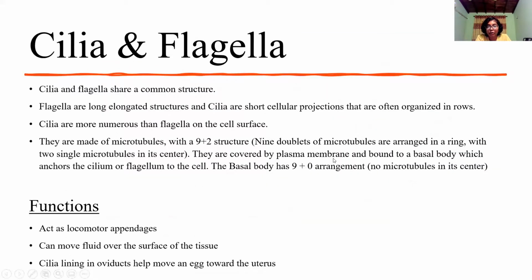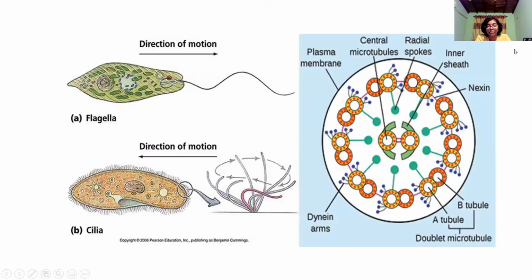Actually they are formed by basal body. The basal body continues as these cilia and flagella. But the basal body does not have these central microtubules. They just have 9+0 arrangement. So they do not have the central microtubules. They have 9+0 arrangement, and then when they come up, these 2 central microtubules are added.